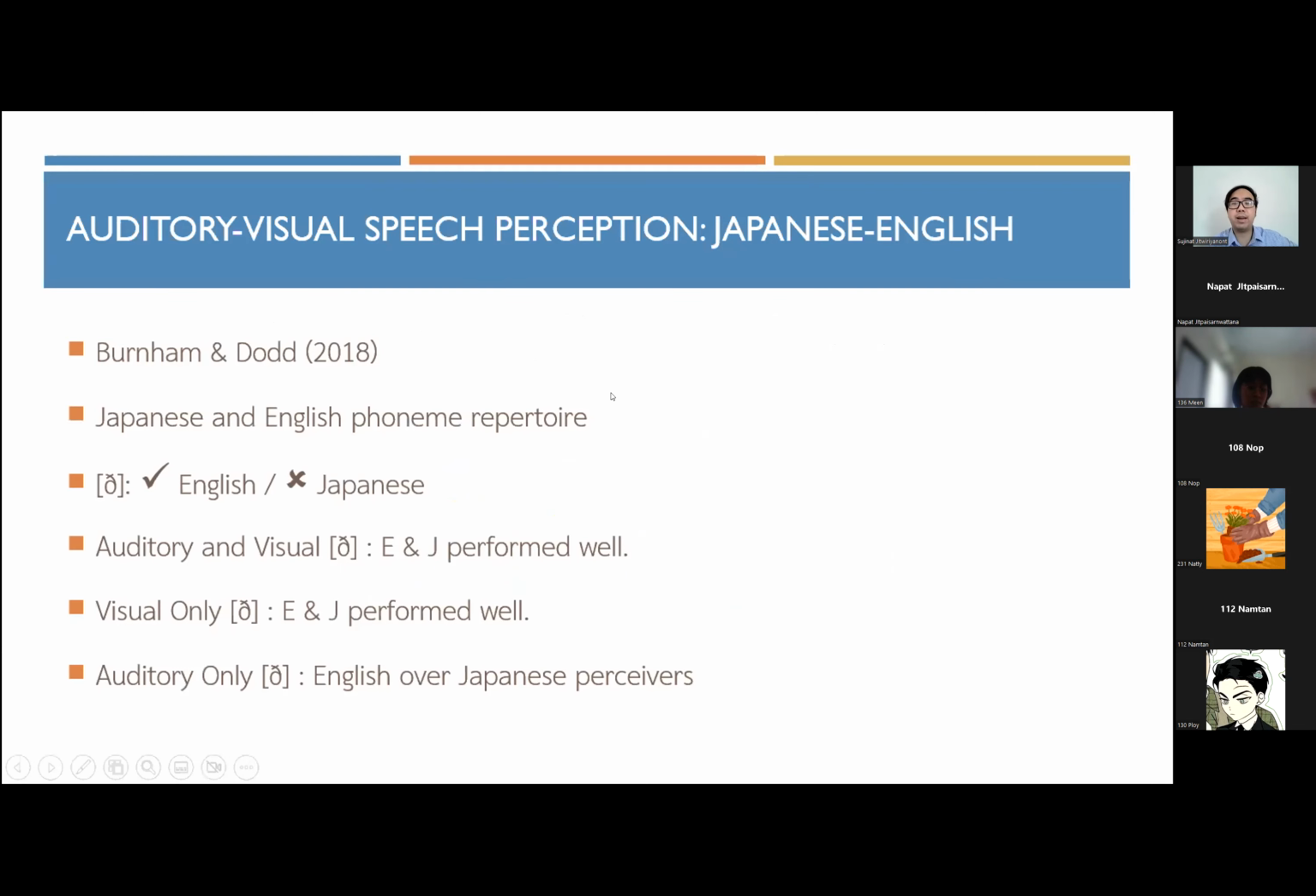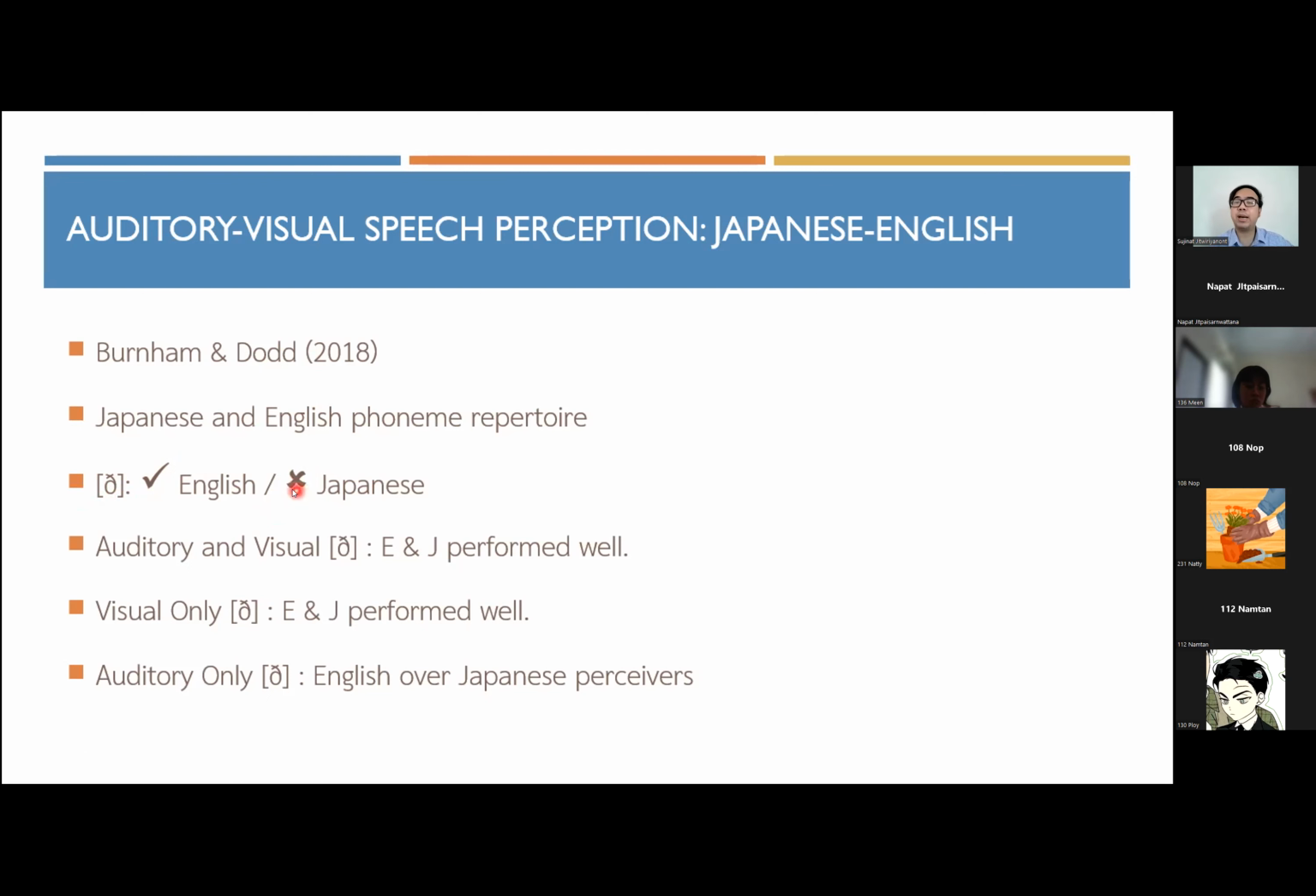This is an experiment in Japanese and English. Let's first talk about the Japanese and English phoneme repertoire. This letter is the voiced dental fricative, the th like in the, these. In English, this sound is phonemic. This is one of the English phonemes, but in Japanese, this one is not phonemic.